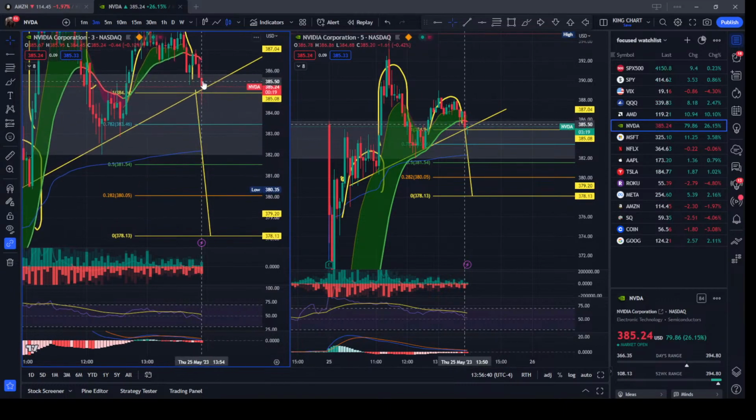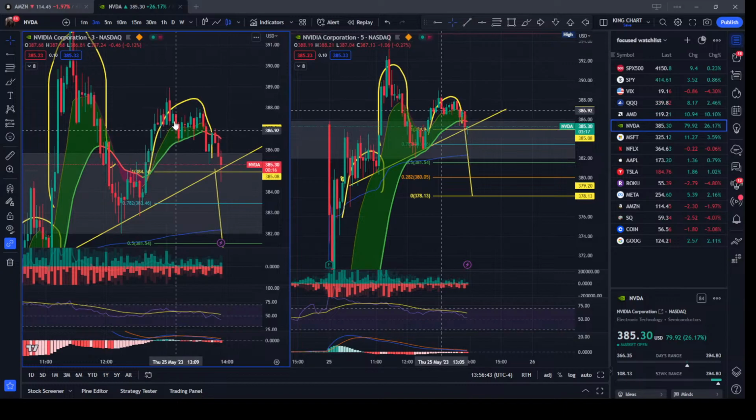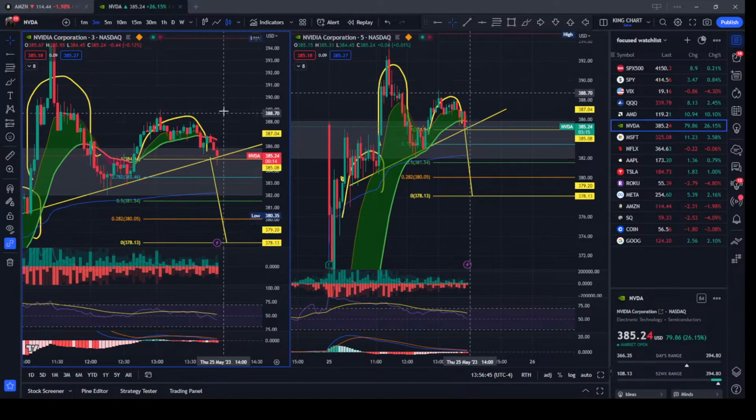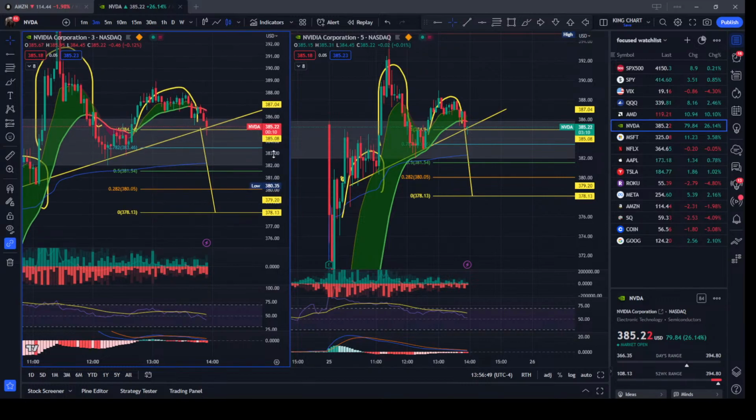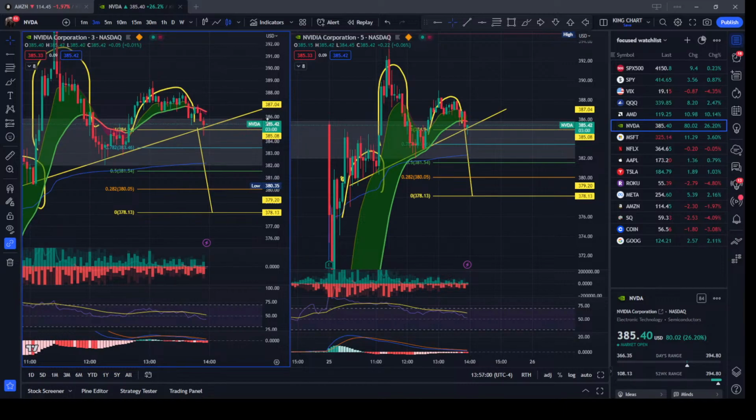Oh yeah, look at that. NVIDIA is retracing back into the pattern. Yep, so we can't enter the play yet. Unfortunately, we have to wait for a close below the neckline. If not, it could be a fake out.